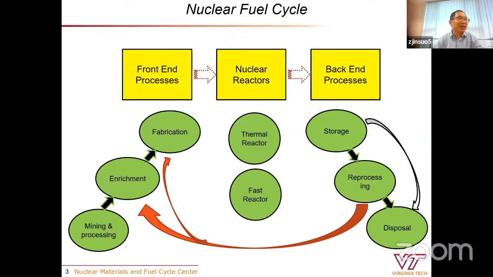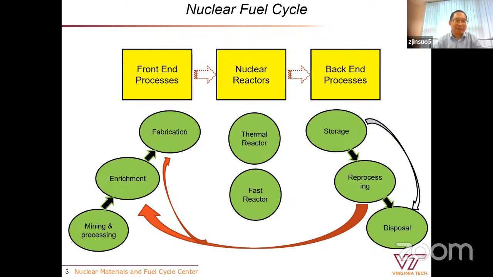The center of the nuclear fuel cycle is a nuclear reactor. The reactor is where we get the energy from, right? So those are the three major components of the nuclear fuel cycle. In the front end, there are many processes. I summarize them into three processes here. You have mining and processing. In mining, you get the uranium from locations where you find the uranium, right?